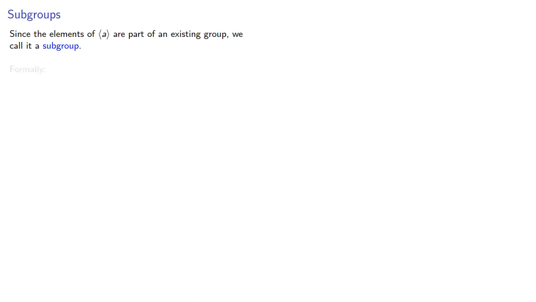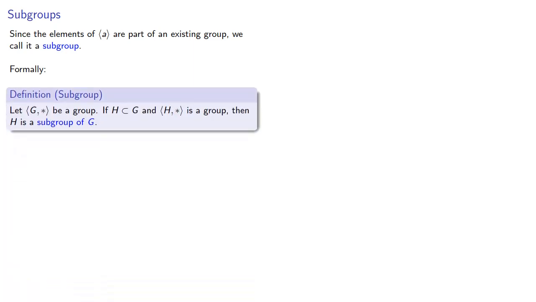And formally, we'll define a subgroup as follows. Let G star be a group. If H is a subset of G and H star is also a group, then we say that H is a subgroup of G.